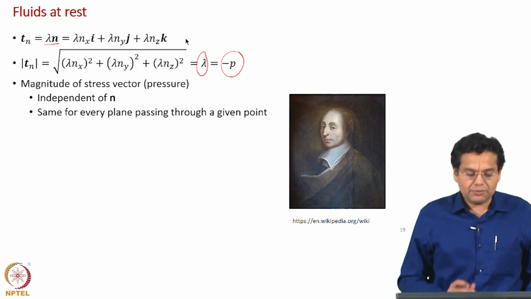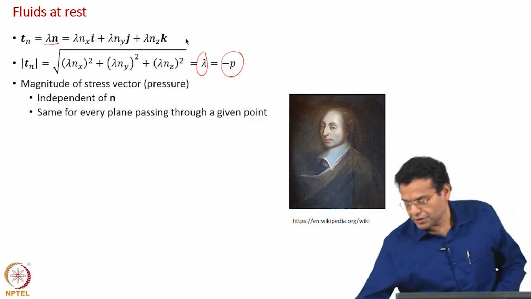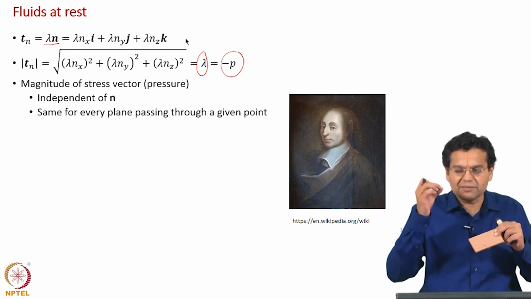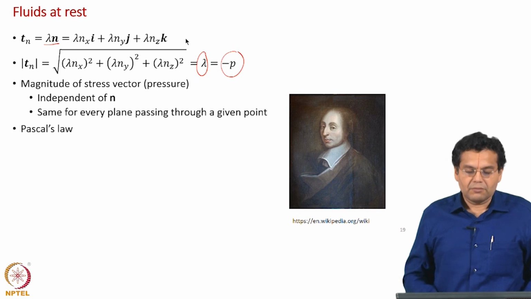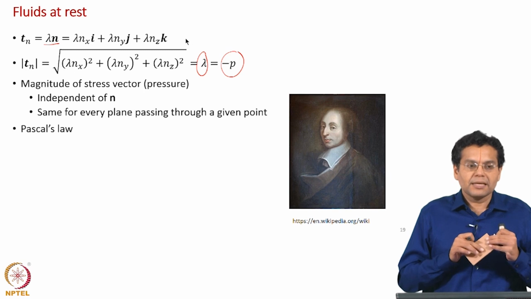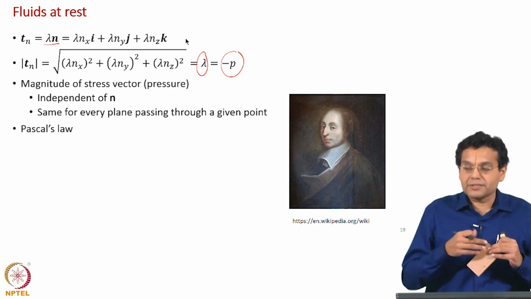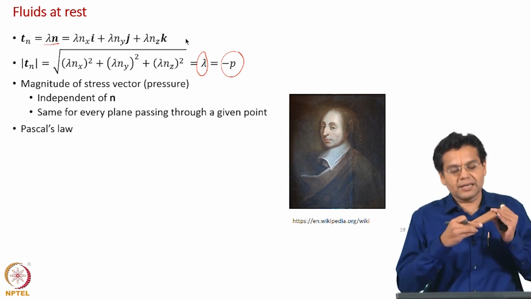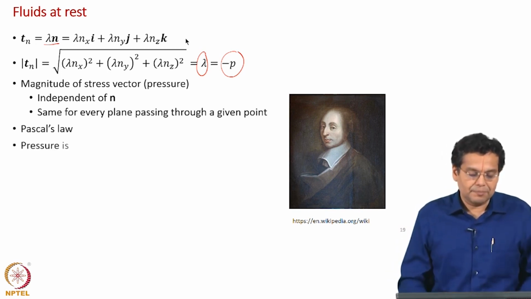Okay. That is what we said, no? n represents the direction of the plane. So, whatever be the orientation of the plane at the same point, of course imagine a very small plane, the pressure is same. Okay. Now, what is that statement? Pascal's law. At a point pressure is same in all directions, that is what we have stated there. The magnitude of stress vector is the pressure and that is independent of the plane. You have an inclination like this, inclination like this. So, pressure is independent of direction and that is Pascal's law.